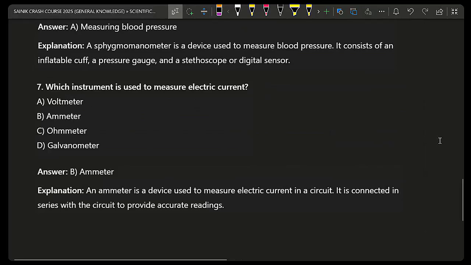An ammeter is a device used to measure electric current in a circuit. It is connected in series with the circuit to provide accurate readings. So there are two types of connections possible in a circuit, either series or parallel. So you may get a question like ammeter is connected in the circuit via which type, that is series or parallel. Answer is series. Next question.